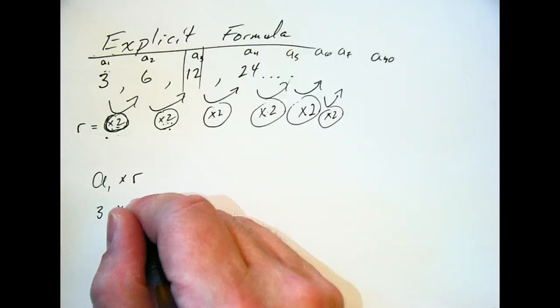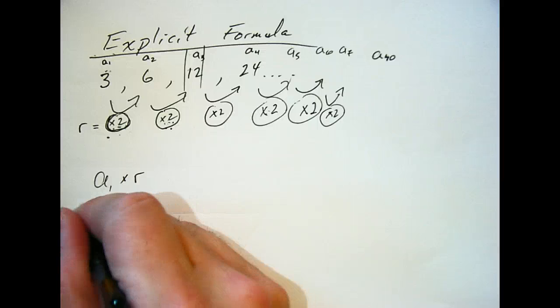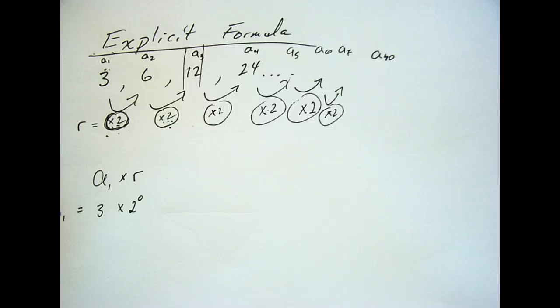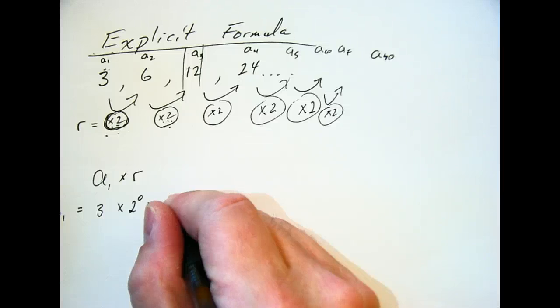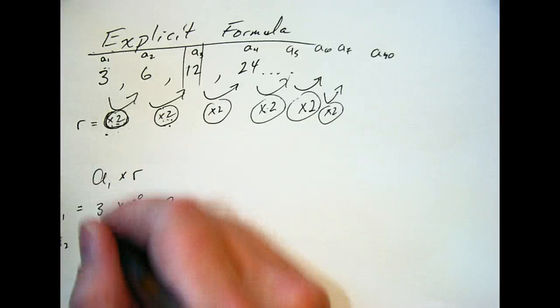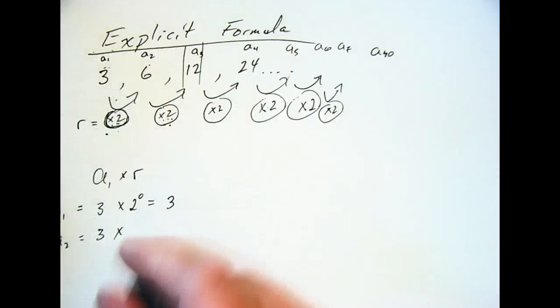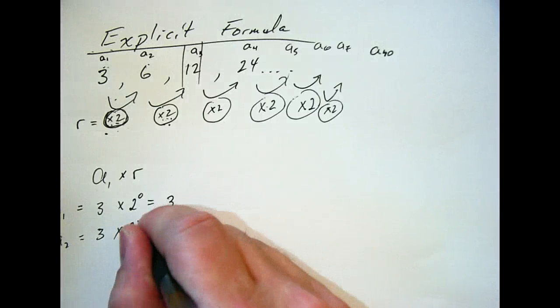0 times. 2 to the 0 power. What is 2 to the 0 power? Everyone on your calculator, hit in 2 to the 0. What is it? 1. Yes, very good. 2 to the 0 is 1. This will give us an answer of 3. What if I want to find a sub 2? I'm going to start with a sub 1 again. How many times am I going to multiply by 2 to get here? One time. That's going to give me 6.